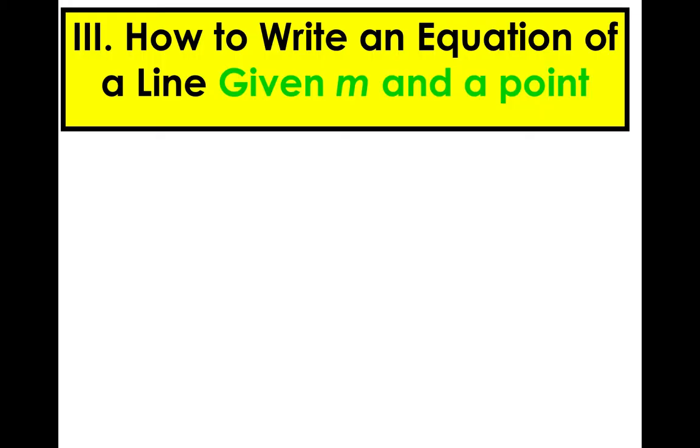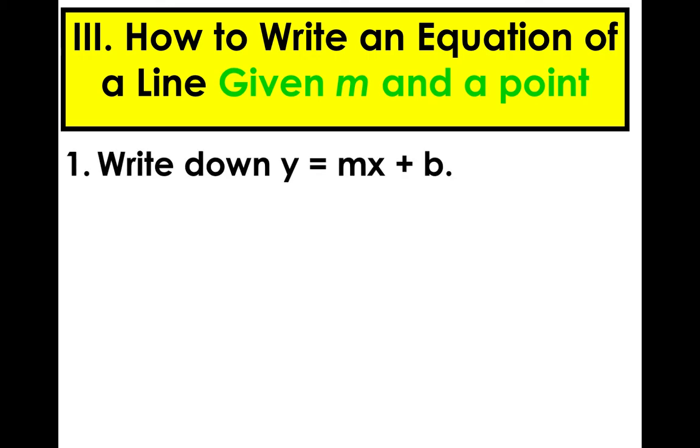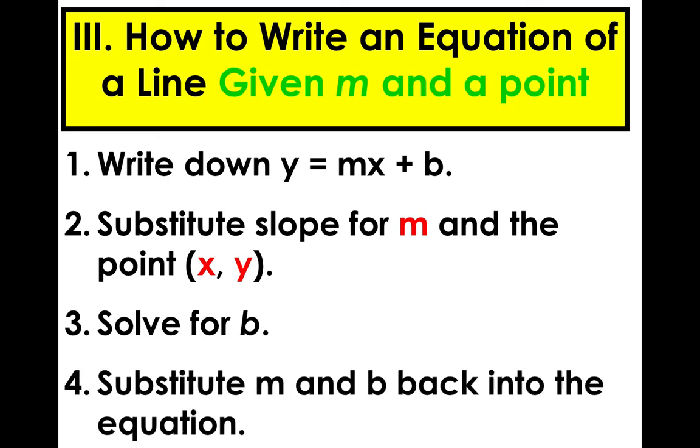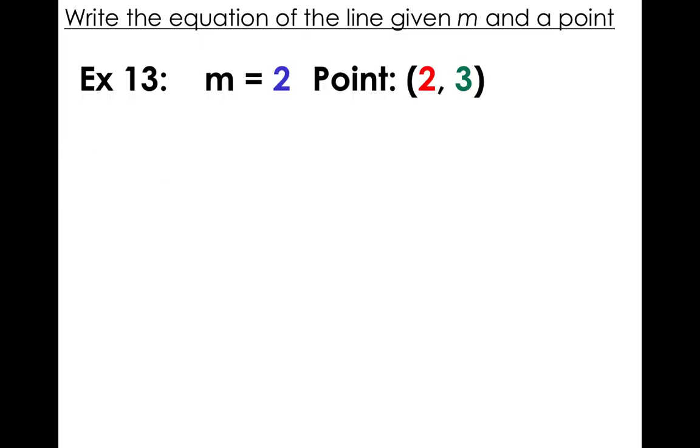Now, how to write an equation of a line given m and a point. Same process. Write down y equals mx plus b. Substitute for m and the point. Right? So when we're talking about substituting for slope m and the point xy, we're substituting in the m, which is our slope, and the point xy, and then we're going to solve for b and substitute m and b back into the equation. So let's look at an example.